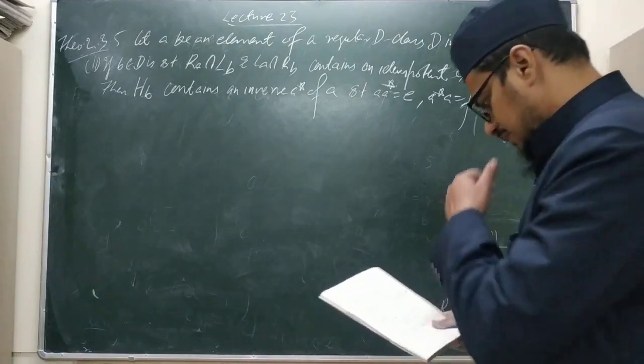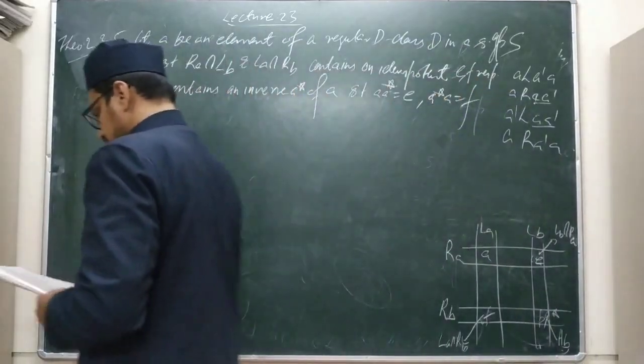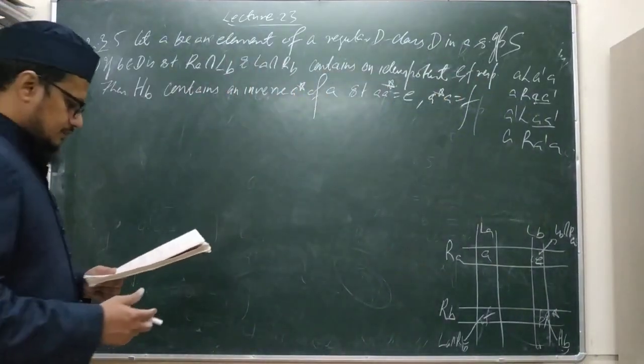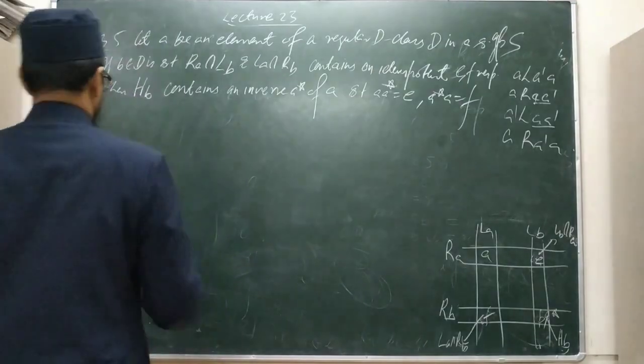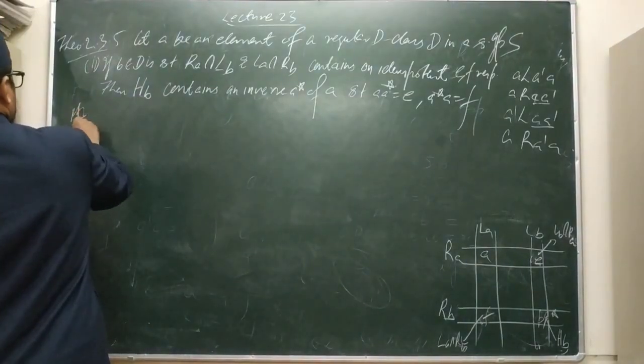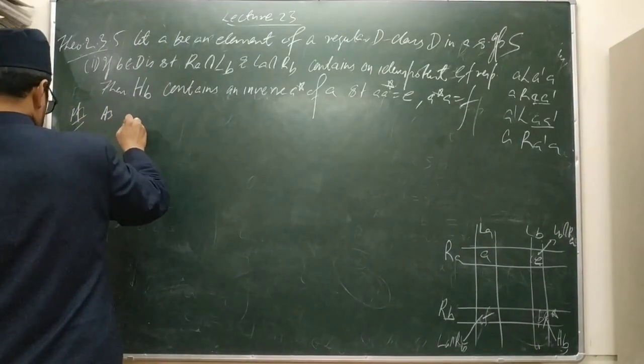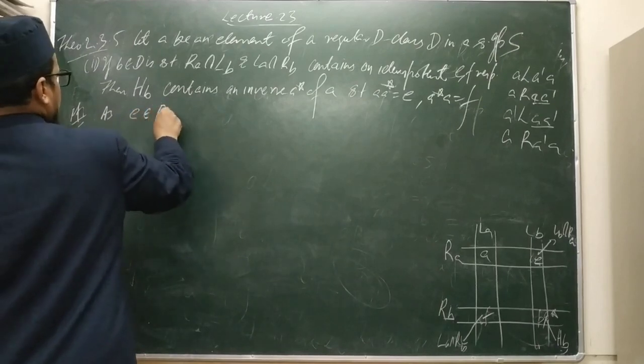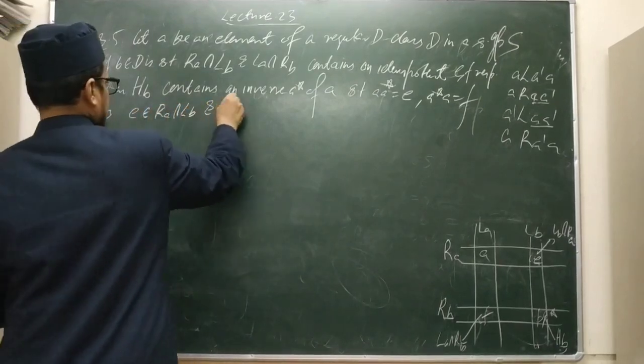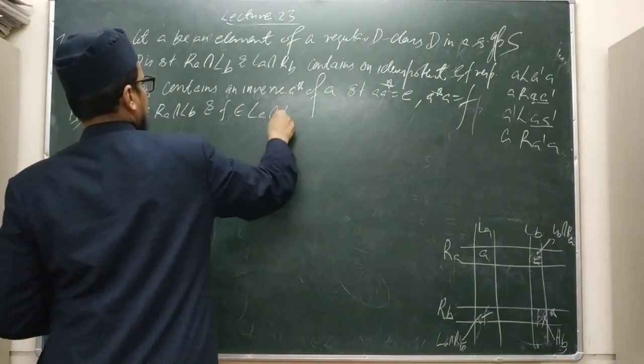So these things we have. Okay, so now let's start the proof. As E belongs to RA intersection LB and F belongs to LA intersection RB.